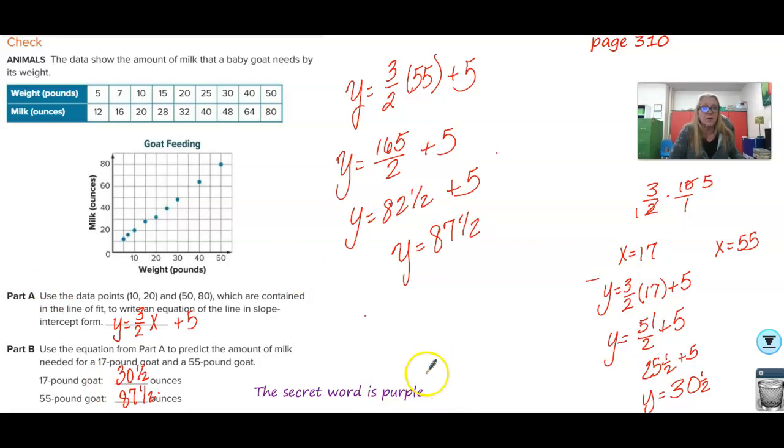So the secret word is purple. You know what? Purple is my favorite color. You would think green would be my favorite color because I love frogs, but frogs are just my favorite animal. Purple's my favorite color. So I'm rambling, and there's no reason to make this video take any longer than it is.